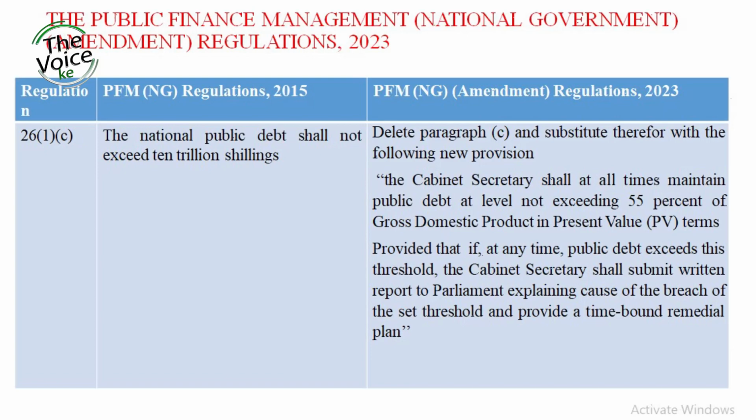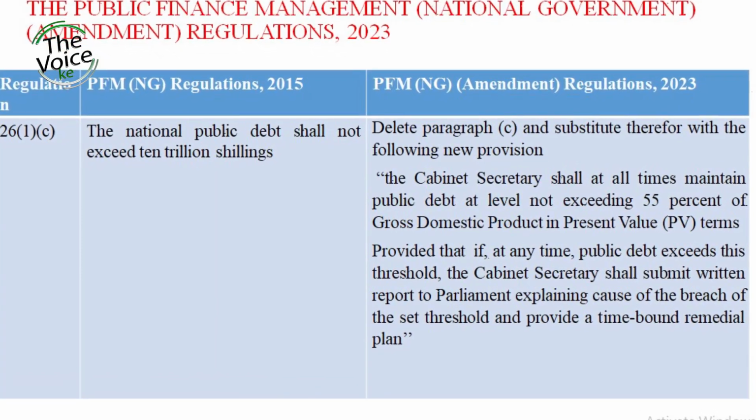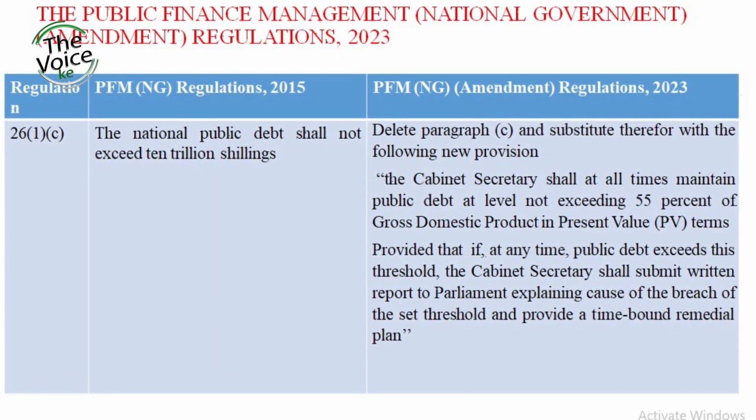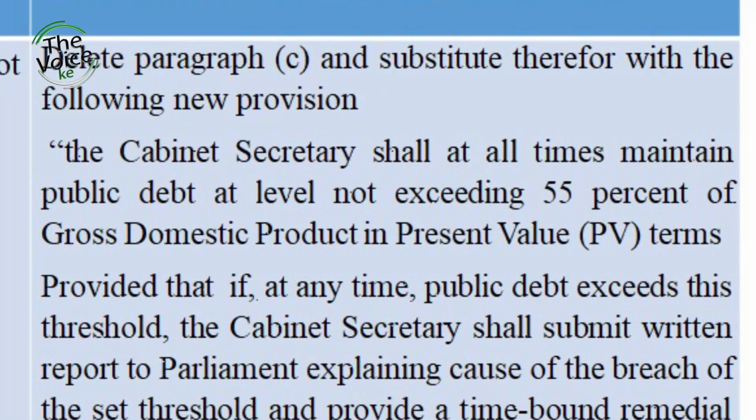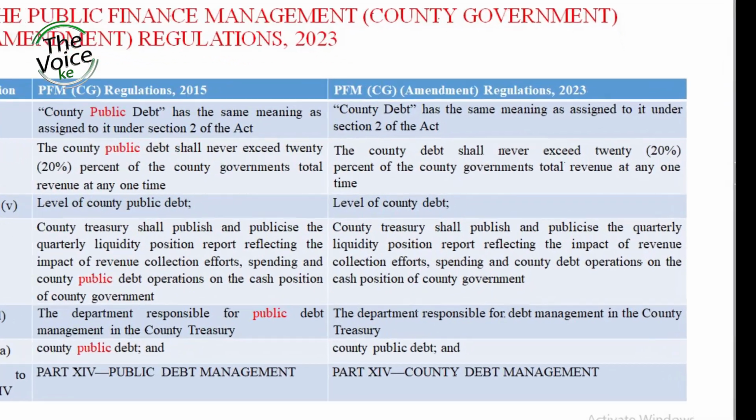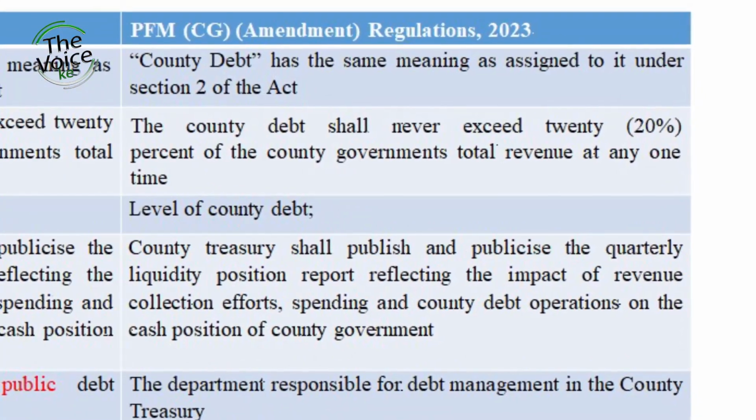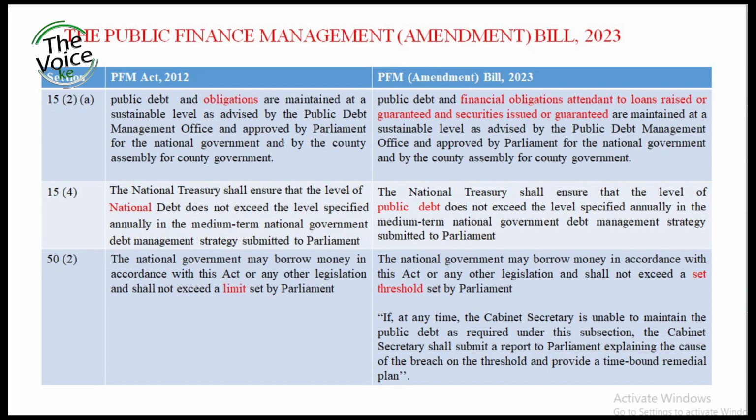The National Treasury also seeks to replace the numeric debt ceiling of the country from the numeric 10 trillion to a debt anchor not exceeding 55% of GDP. Counties are allowed up to 20% of their individual GDP. If it happens the sitting CS is unable to maintain the public debt, a report is to be submitted in Parliament explaining the cause of breach.